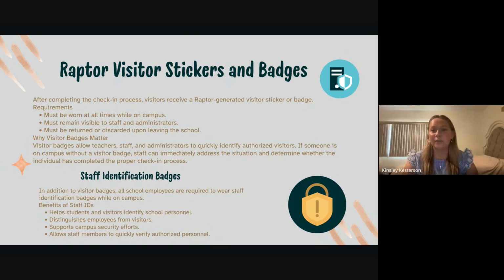In addition to visitors having stickers to know that they're allowed to be here, staff members also have to have identification badges. This helps students and visitors to identify school personnel, or if there's a substitute that's coming in for a day, then you know that they are allowed to be here. It distinguishes employees from visitors so that if a visitor needs help, you can look and see that that's a staff badge and you can ask them for assistance. And it allows staff members to quickly verify authorized personnel.